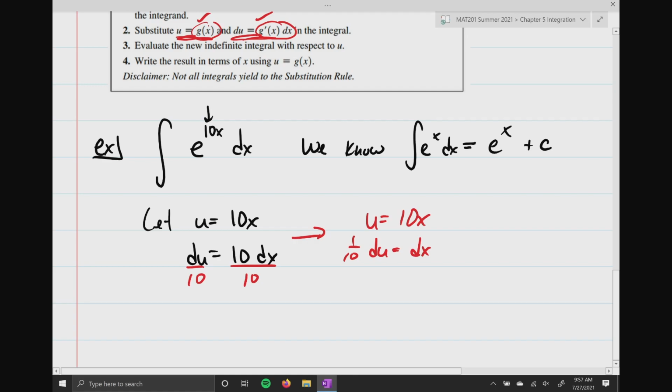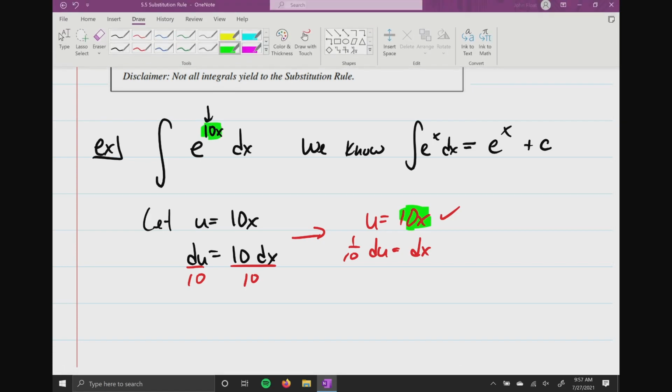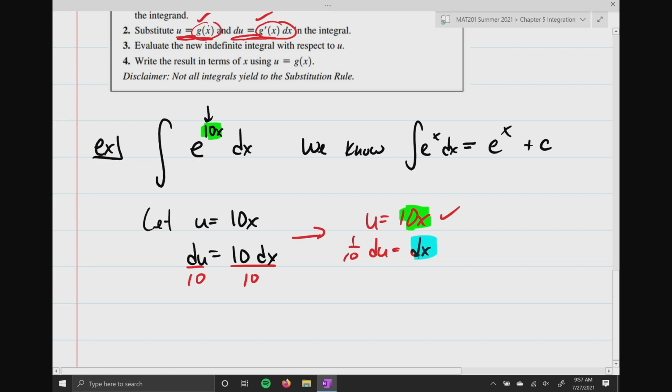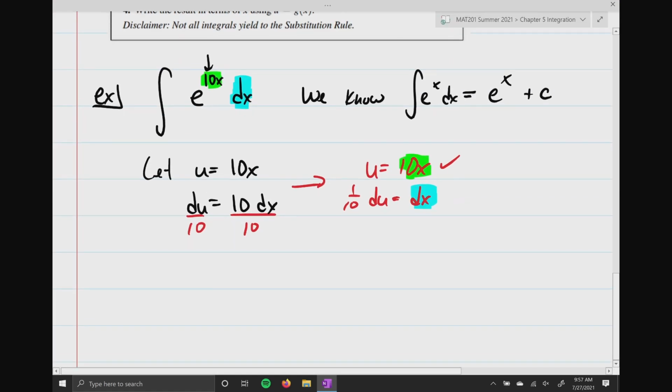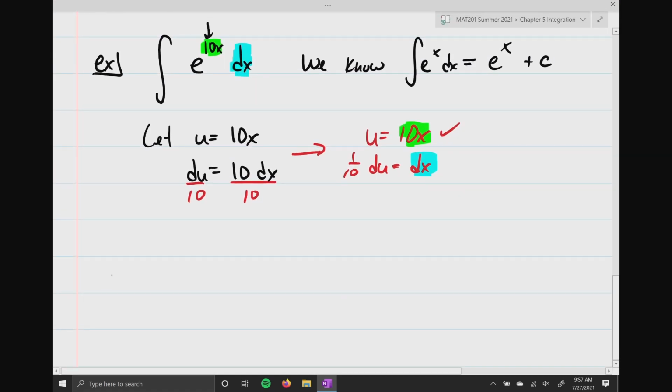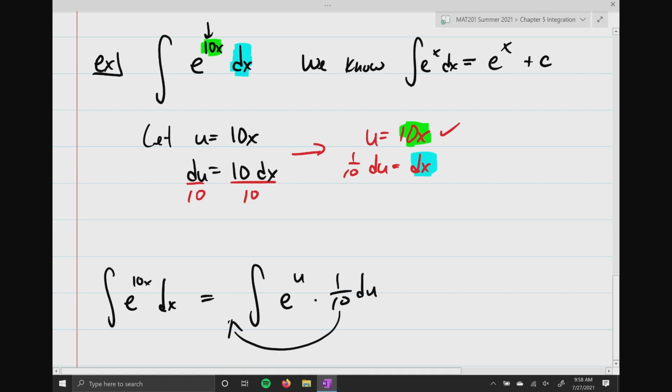So now notice I can go ahead and put check marks next to things. I have 10x. All right. In fact, let me go ahead and just highlight. There's 10x. Here's 10x. And then dx. And there's dx. So we're going to go ahead and make the substitutions here. So my problem is going to turn into, let me just rewrite it. The integral of e to the 10x dx equals the integral of e to the u times 1/10 du, where I'm going to pull the 1/10 out front.